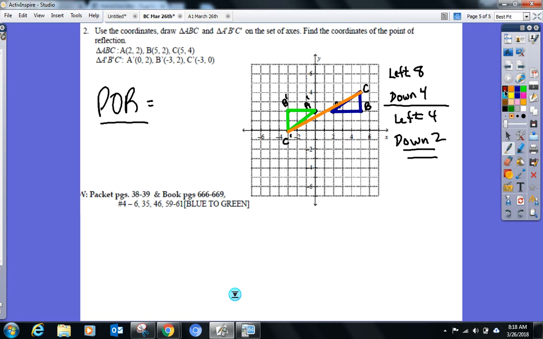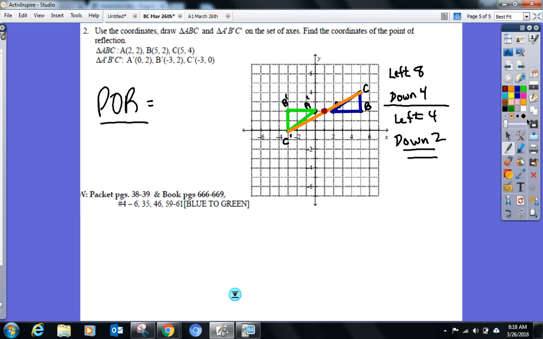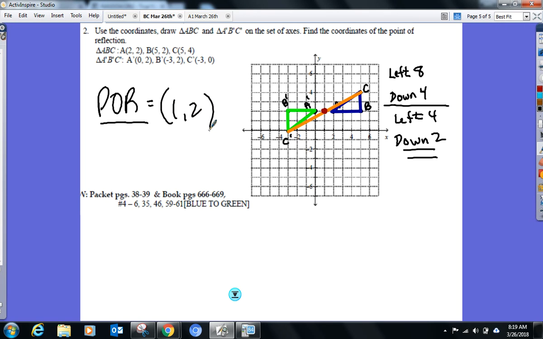It's the what? It's the midpoint of the line segment. So if you wanted to find the midpoint instead, the midpoint will be your point of reflection, which is what here? (1,2)? Okay, so keep that in the back of your mind that the point of reflection is the midpoint. All right, it's the midpoint of pre-image and image points.